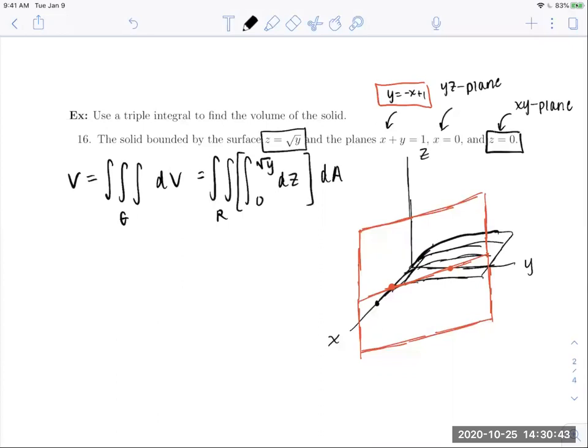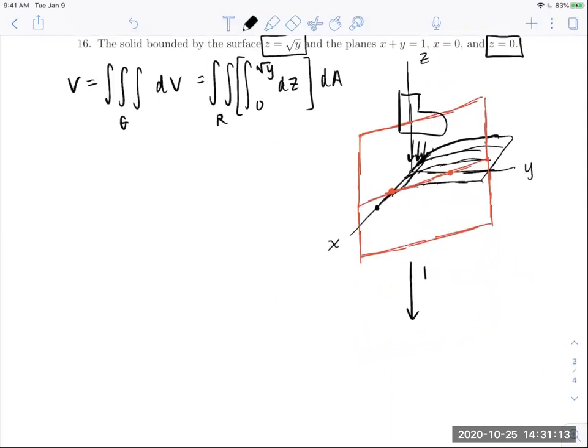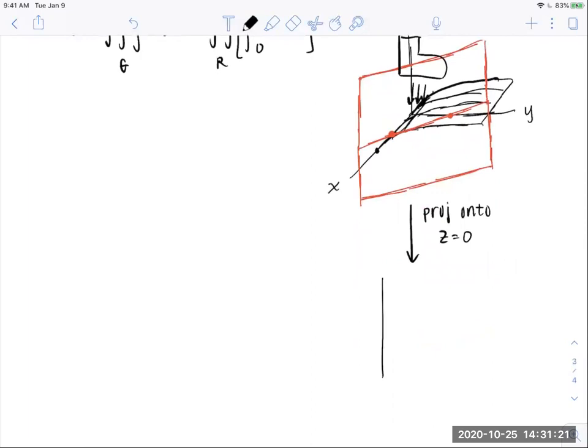And now what we would like to do is figure out what that region R is in the XY plane. So if I just, again, take my shoe and I stomp down on this surface, what am I going to get when I flatten this? It's going to flatten straight down because it's like a piece of paper, but remember it's been cut off at this red plane. And so my projection onto the plane z equals 0 looks like the following.